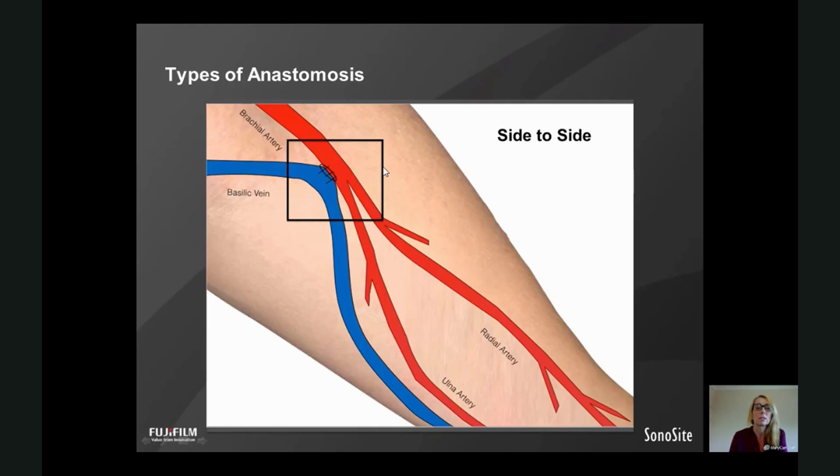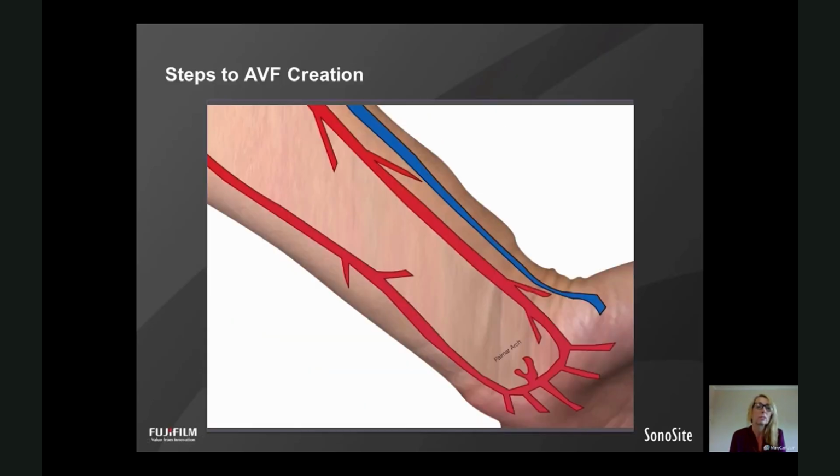So that's a side-to-side. In Australia, we don't see those very often, and it really depends on surgeon choice. The only issue with that is that it does allow blood to then travel to the hand and can cause venous hypertension. To create an arteriovenous fistula, the surgeon makes an incision at the point where he wants to join the artery and the vein.